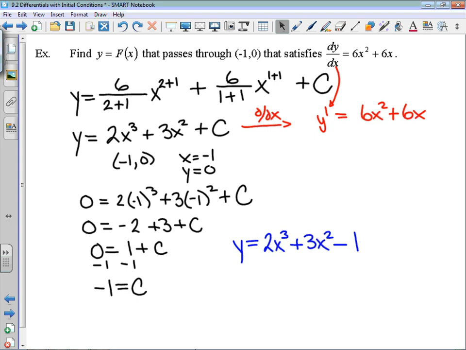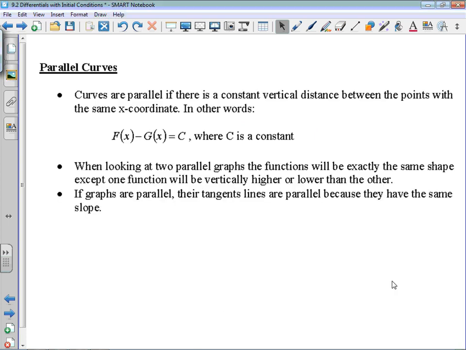This concept of parallel curves brings up the idea that several different equations, and really it's infinite different equations, could have the same differential equation. And we'll see that in a second here. But the idea is that when we get that general solution, really what we get is what we often call a family of functions that are parallel to each other. Now they define curves being parallel as a constant vertical distance between the points.